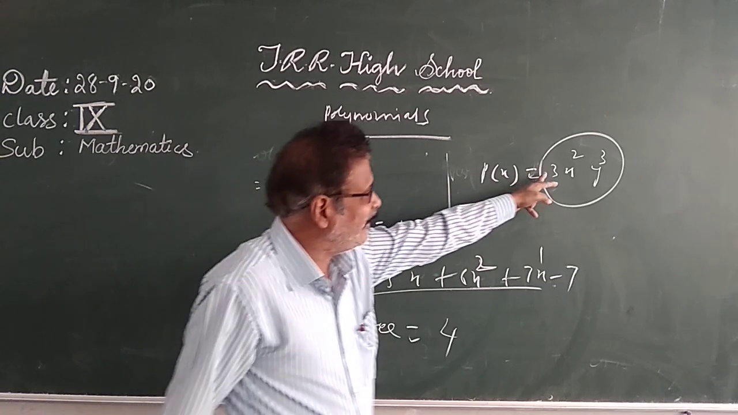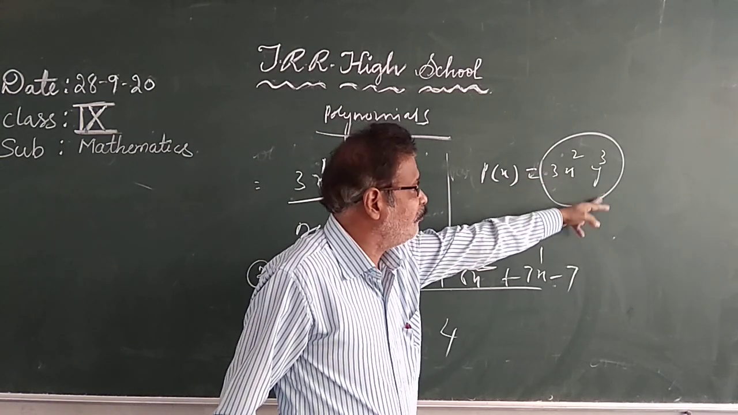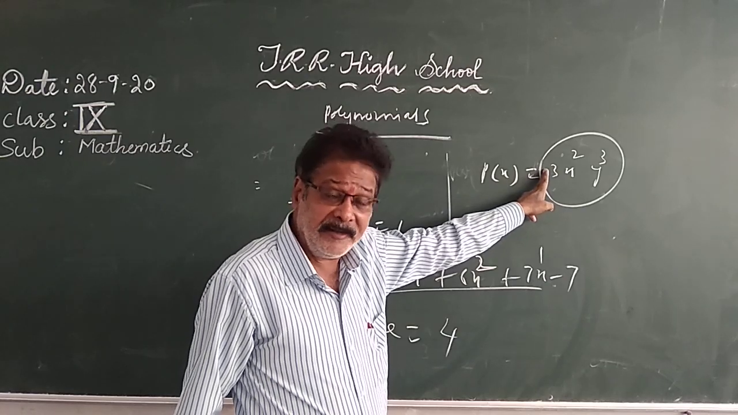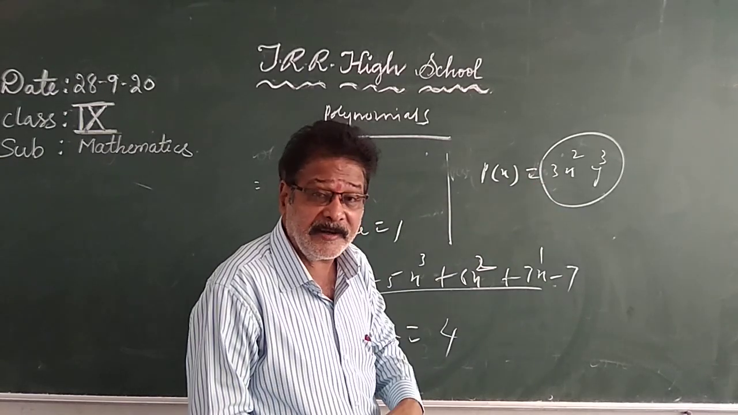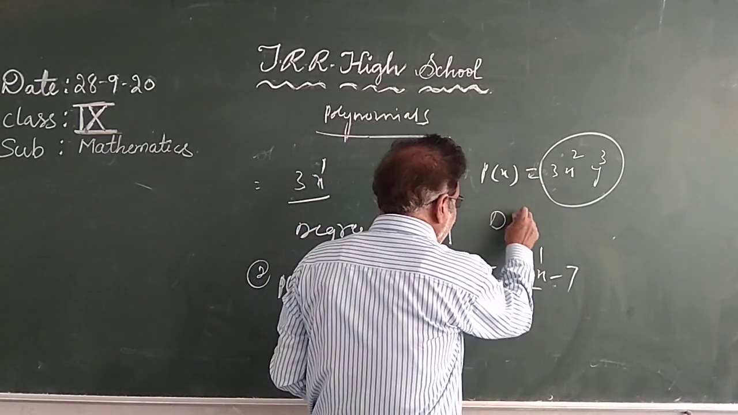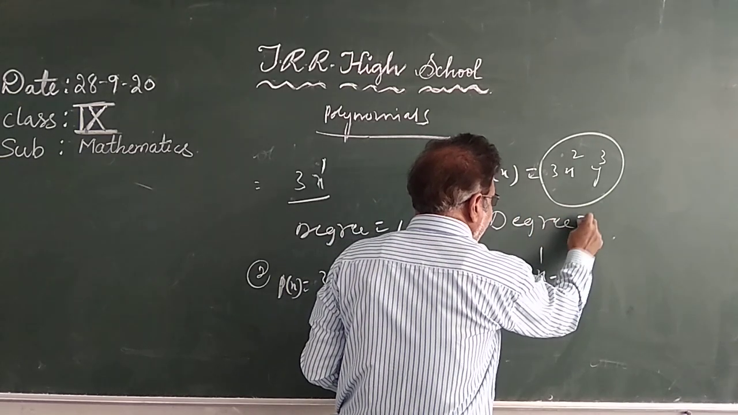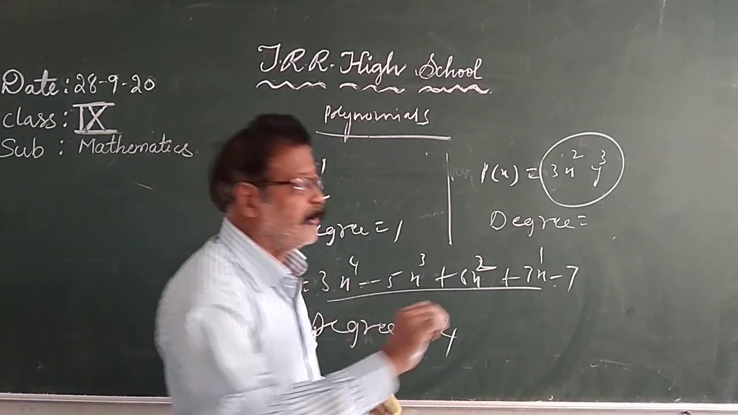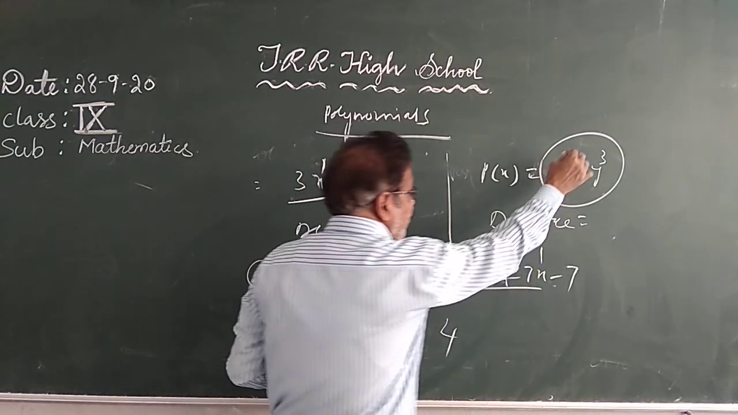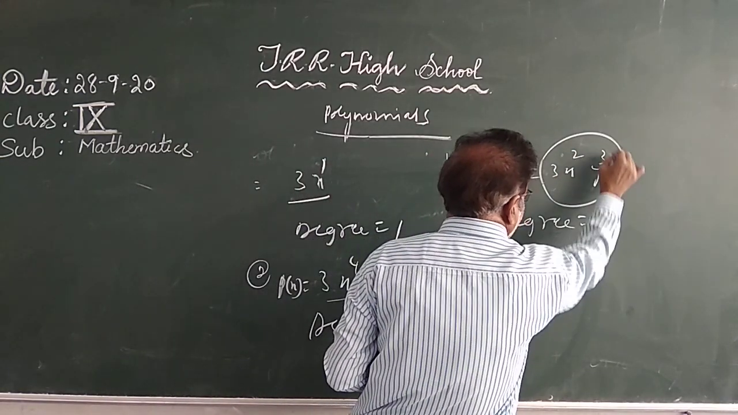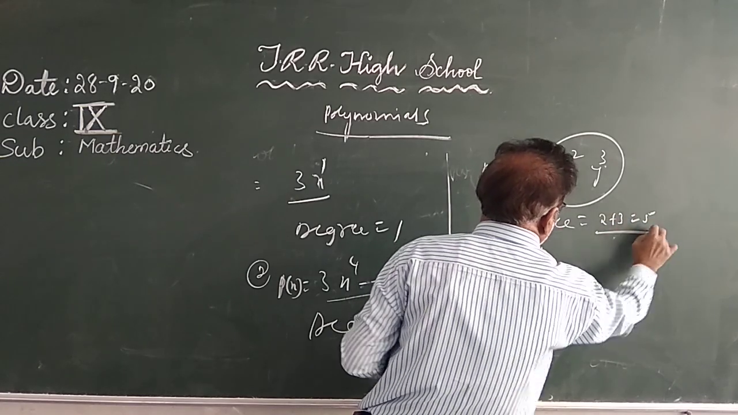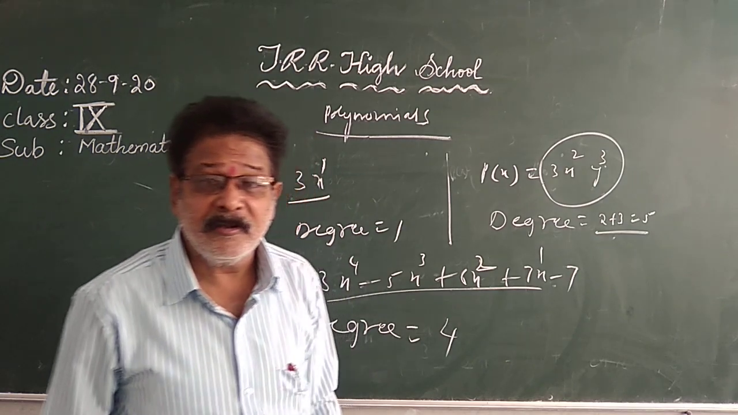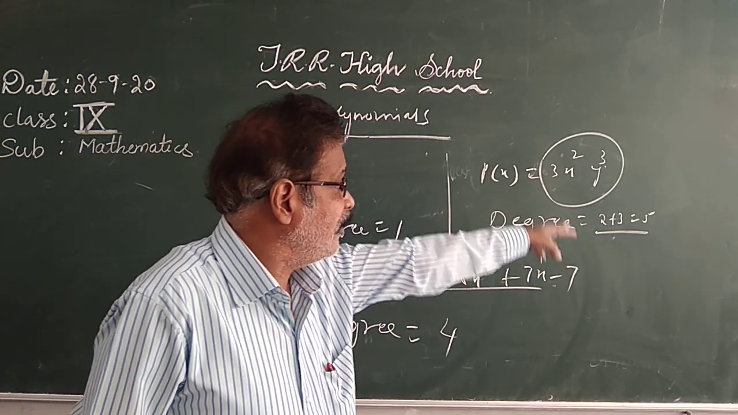It has only one sign, 3x square y cube. Before 3x square y cube, what sign is there? The plus sign. So only one sign. In that case, how can you decide the degree? Then the degree equals the degree of this monomial. One sign means monomial. The degree of a monomial is the sum of the exponents. The x power is 2, the y power is 3. 2 plus 3 equals 5. Therefore, the degree of 3x square y cube is 5.